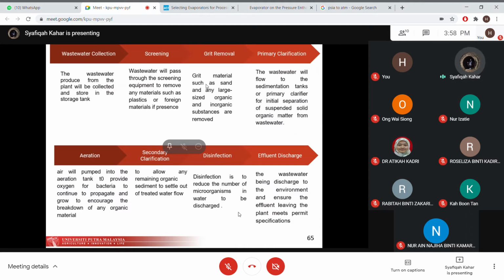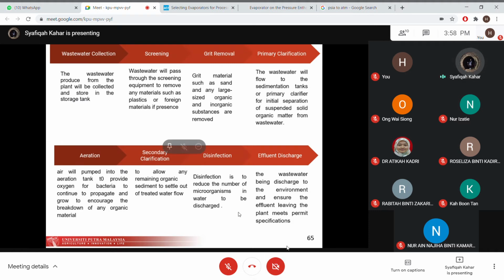Firstly, the wastewater collection. The wastewater that we produce from the production will be collected and stored in the storage tank, and then it will proceed to the screening equipment to remove any foreign materials such as plastic or debris. Next is the grit removal, where equipment will be used to remove any large organic or inorganic substances. Then it will proceed to the primary clarification or sedimentation.